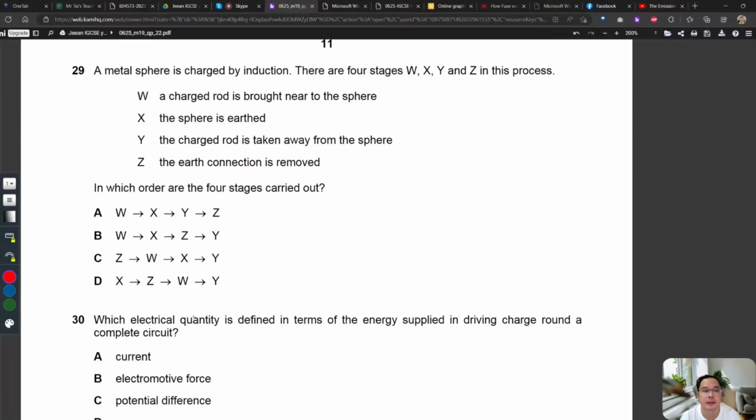29. A metal sphere is charged by induction. There are 4 stages in this process. Read it carefully. Okay, let me read that. Which is carried out before? Charge transport near the surface, charged by induction. Are you sure that you really understand the meaning of this process? No.